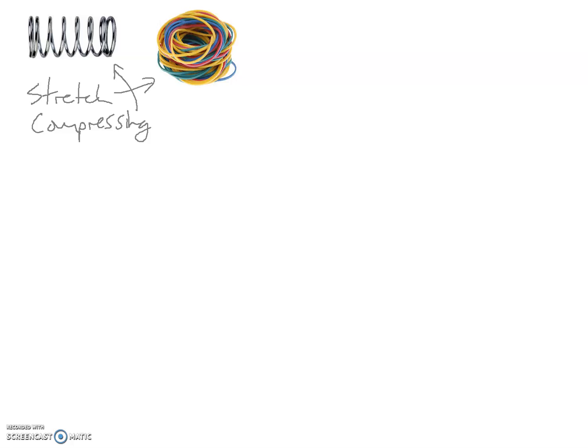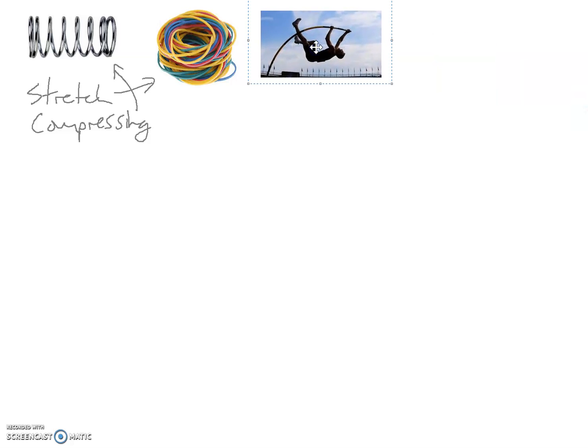Another really common way to store elastic energy is to actually bend stuff, like here we've got a pole vaulter. So you can bend stuff as well in order to store elastic energy, whether there's a pole like this, or maybe it's a hockey stick, which flexes when you use it. Anything where you're going to bend something and it can then snap back or move back, it's storing a form of elastic energy. So bending stuff is another great example.